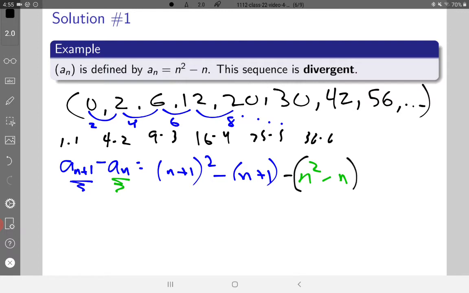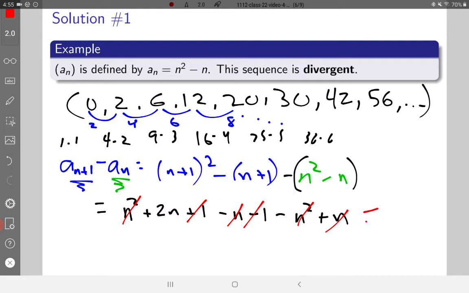Be careful about the subtraction and distributive property here. Now let me write out what that does. So (n plus 1) squared minus (n plus 1), all subtracted by n squared minus n. Let's see, a bunch of stuff disappears. I have an n squared minus n squared. I have a minus n, a plus n. I have a plus 1, a minus 1, and all of that equals 2n, which is an even number. And specifically, when n is 1, that doubled is 2. That's the difference between the first term and the second term. When n is 2, that doubled is 4. That's the difference between the second and the third term.